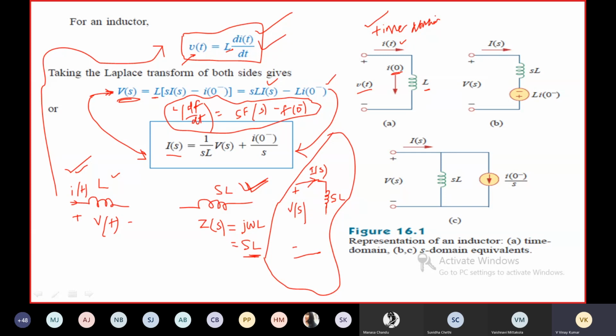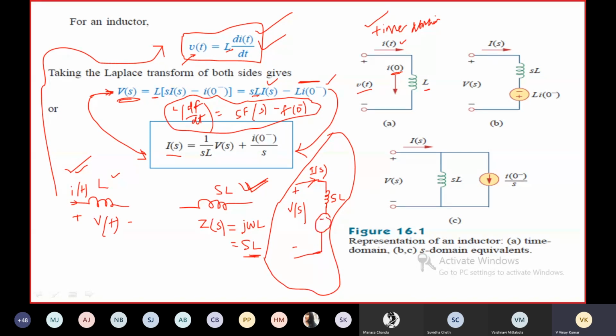We are left with another part, that is minus L i(0-). This is voltage only. V(s) is voltage, sL times I(s) is also voltage, since impedance times current is voltage, and L i(0-) is also voltage. So minus L i(0-).